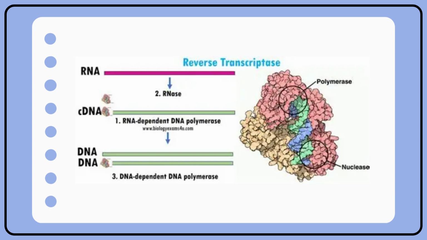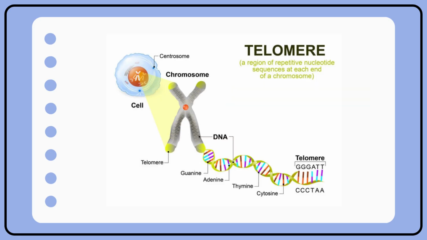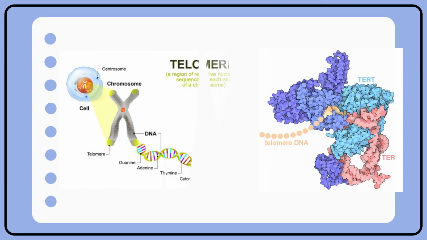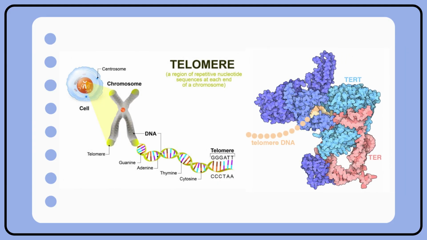HIV. But more interestingly, this isn't just limited to viruses. There is some evidence that even in our own cells, RNA molecules can sometimes act as templates for the production of DNA, and then it can be integrated into the genome. And this is happening in our telomeres by an enzyme called telomerase.